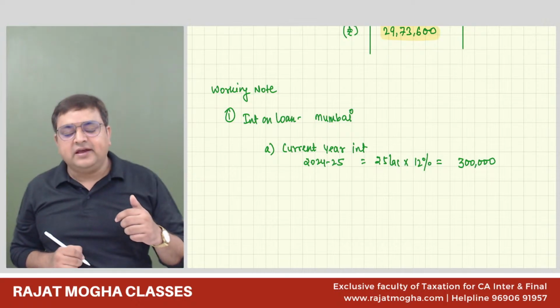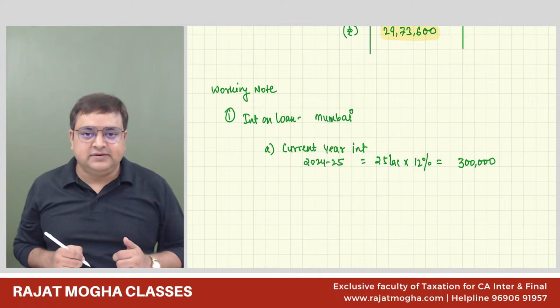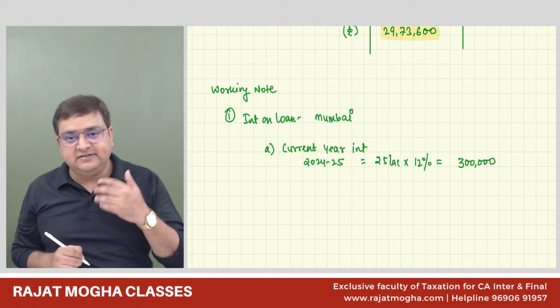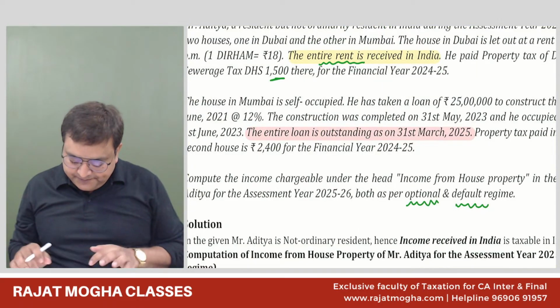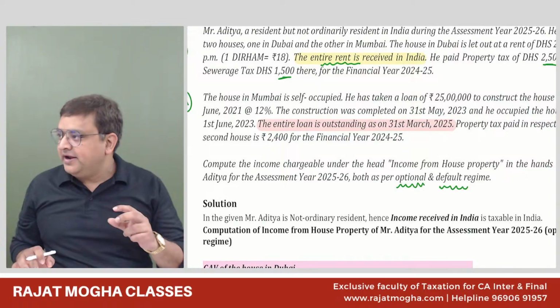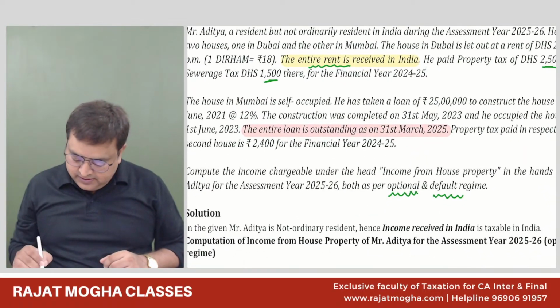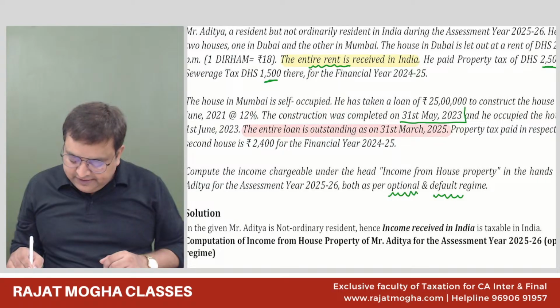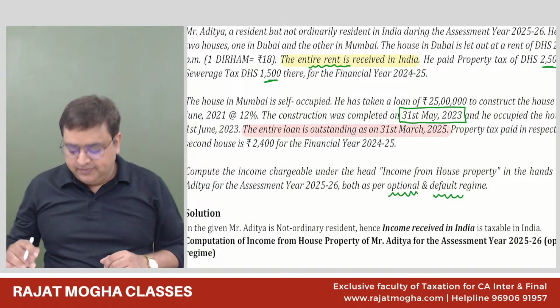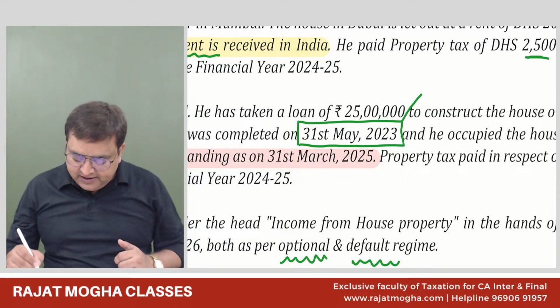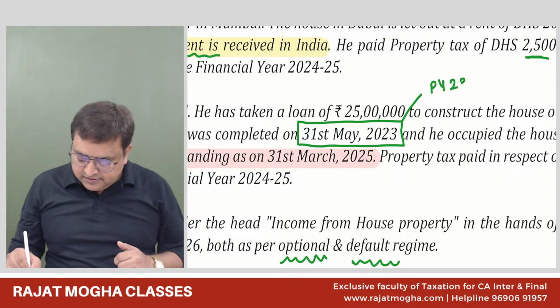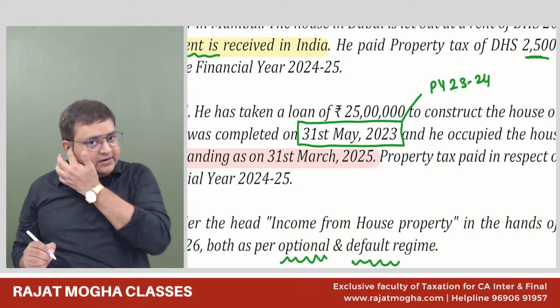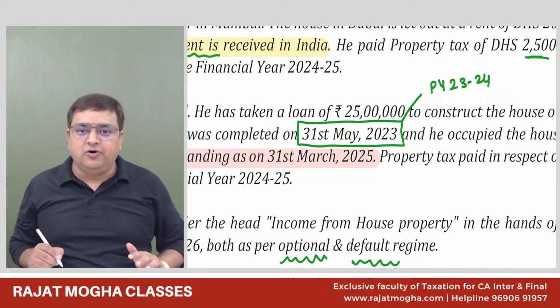Second, 24B, second part is pre-construction period interest. So whether there is a pre-construction period interest or not, whether we are in the first 5 years, the answer is yes, because the property was completed last year. So this is the second year. If you will see, the house was completed, Arup, you are getting it? Yes, sir. The house was completed on 31st May 2023. In which year was it completed? It was completed in the year this date belongs to, previous year 23-24. Correct.